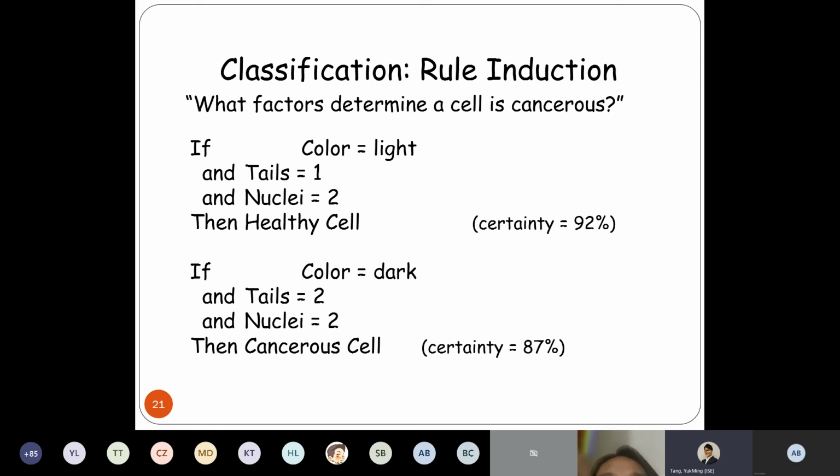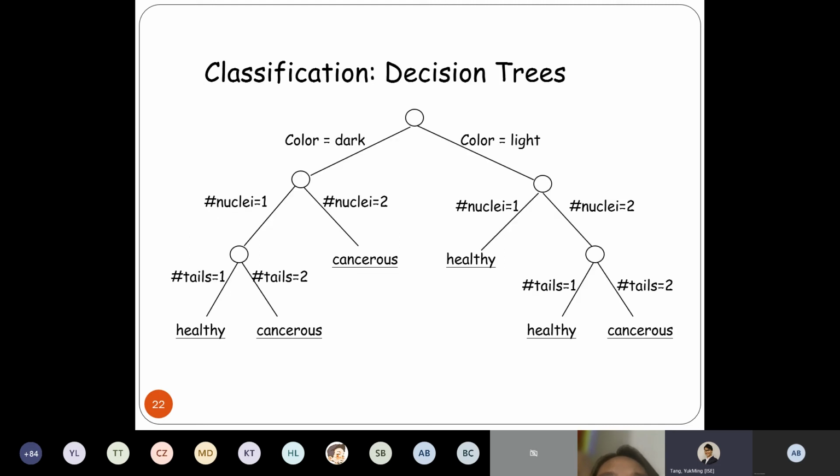Similarly, if the color is dark and the number of tails is 2 and the number of nuclei is 2, then your answer is that the probability of the cell being a cancer cell is 87%. So this is called rule-based reasoning or rule induction.